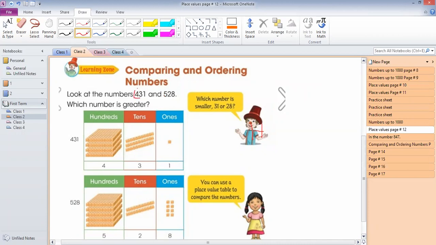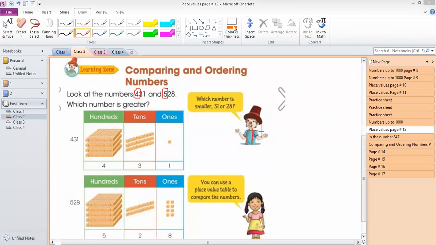on the hundreds place, the number here is 4, and on the hundreds place, the number here is 5. So if I ask you which number is smaller, 431 or 528? Listen to my question first. I am asking which number is smaller, 431 or 528? 4. Very good.